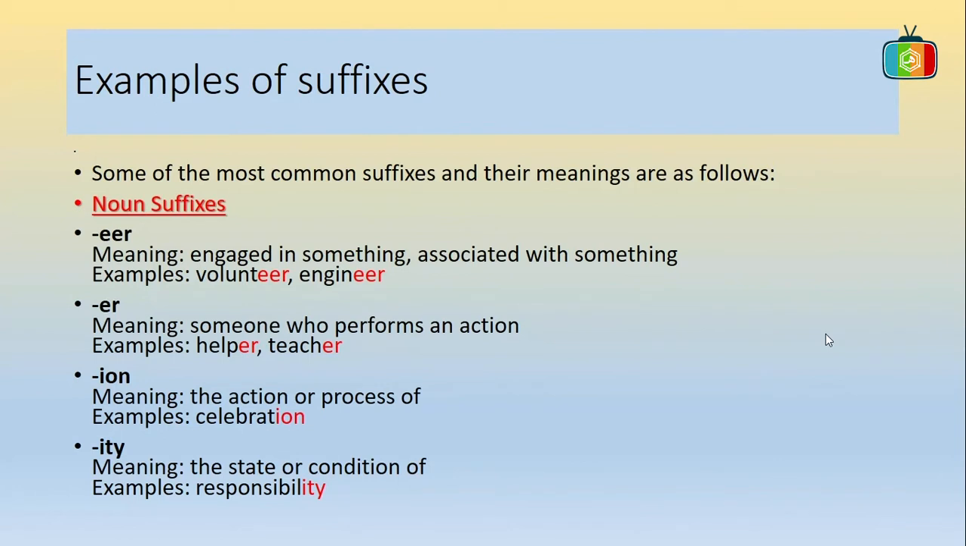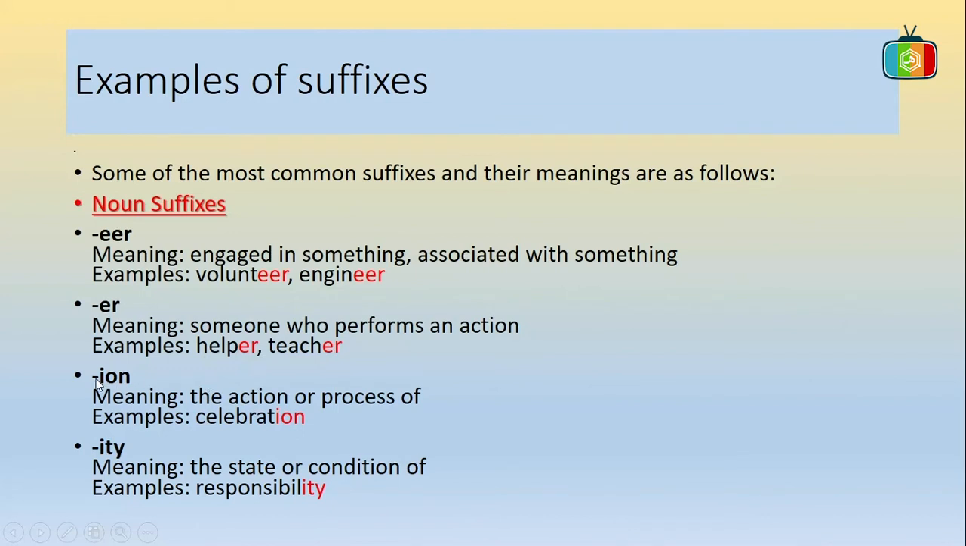Now let me give you some examples of the most common suffixes with nouns, with verbs, and with adjectives. And I will start here with noun suffixes. Here we have eer, which means engaged in something or associated with something. For example, volunteer and engineer. We have er, which means someone who performs an action. For example, help, it's going to be helper. Teach, it's going to be teacher.